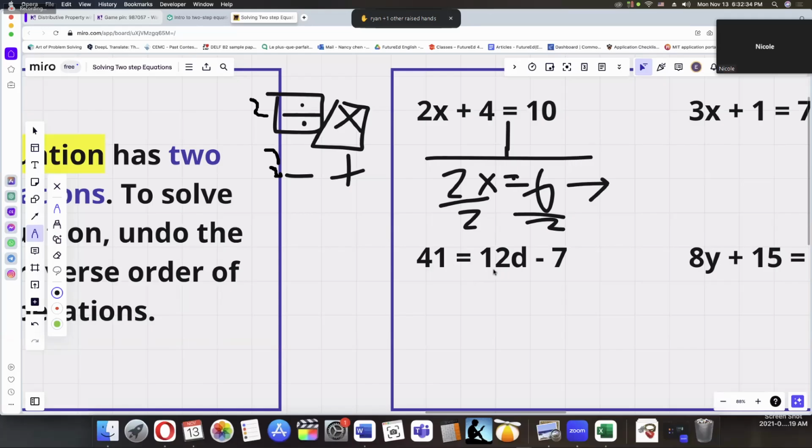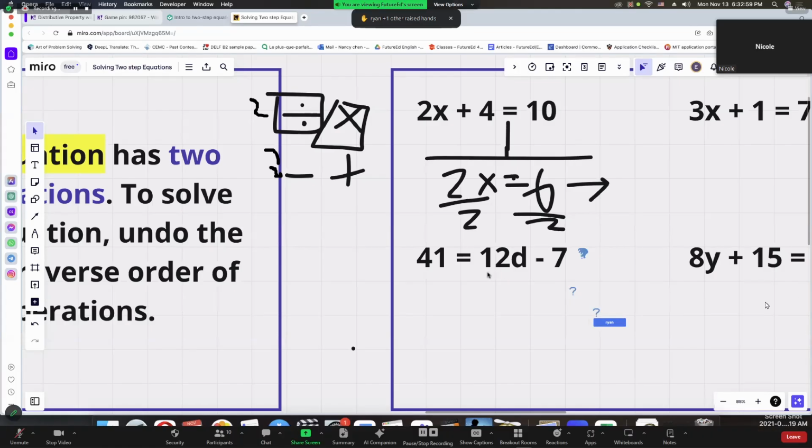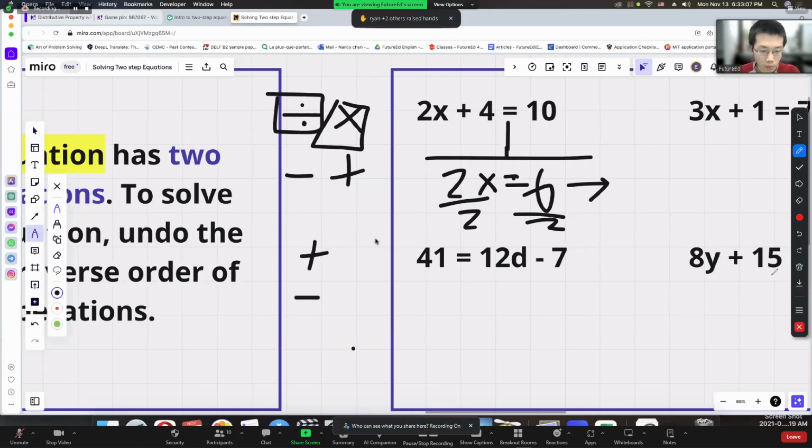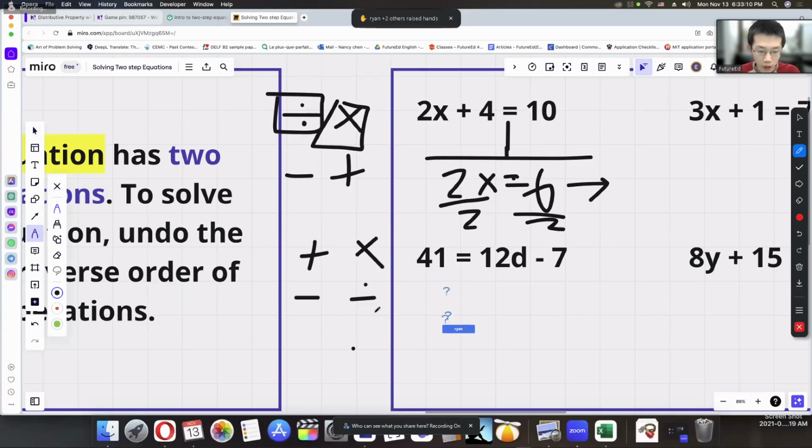So first, how do you know this is a two-step equation? Any ideas? Because it has 2 operations. Exactly. Can you see which 2 operations they are? 12 and 7. Remember, an operation is usually something like addition, subtraction, multiplication, or division. I think those are the operations we currently know.